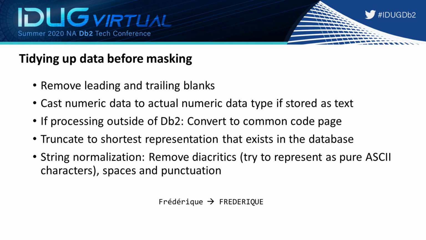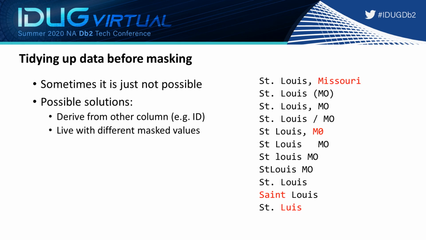Obviously, all this is only relevant if you derive the masked last name from the real last name. If you decide to generate a masked last name based on an ID column, then you don't have to worry about what's currently stored in the last name column or if there are any typos in it. String normalization has its limits. When you look at all the different ways to spell the name of the beautiful city of St. Louis, Missouri, that we have here on the right-hand side, do you think it would be possible to come up with an algorithm that brings all these different strings to one common representation? Probably not. So at this point, you can either use a different column as a seed, or you can simply live with the fact that after masking, you will get different city names.